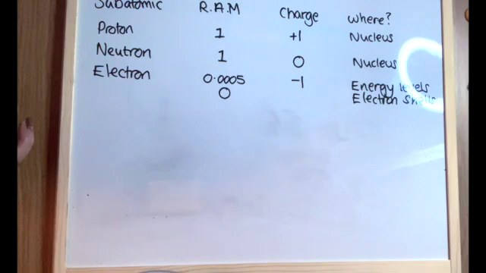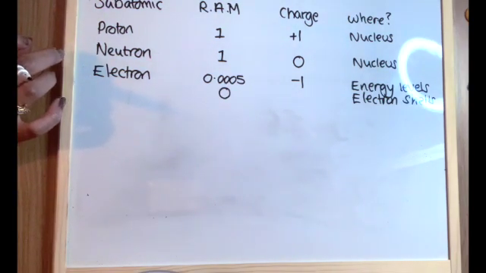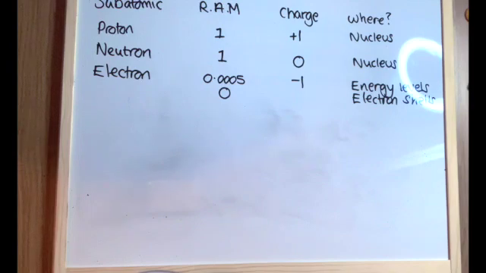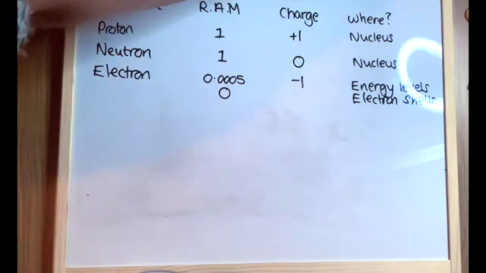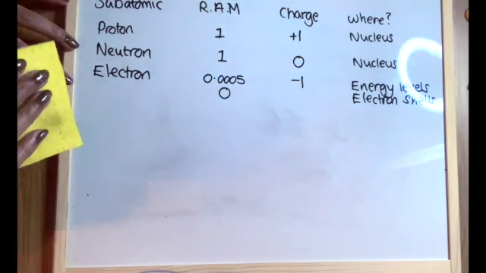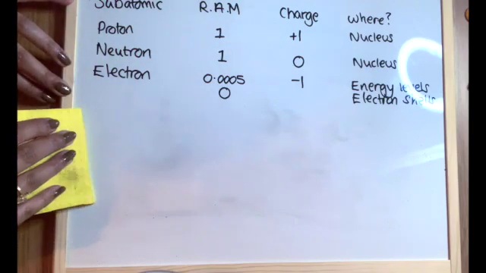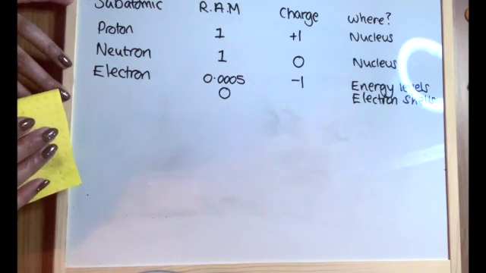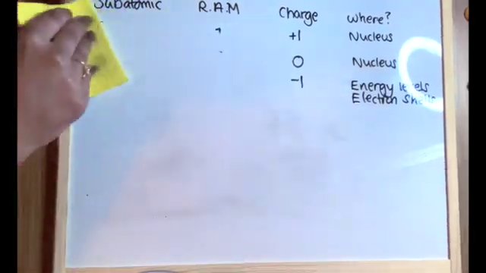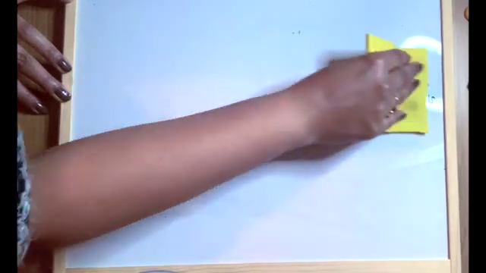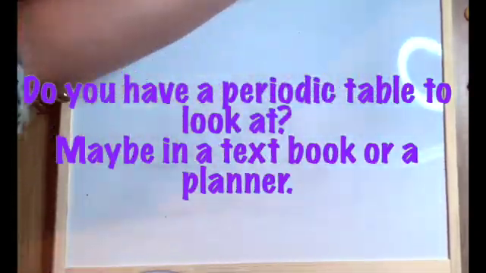Now, what we're going to do now is have a look at different atoms in a little bit more depth and just try and understand what is the information that we can get about different types of atoms from the periodic table. Now, most of you will have a copy of the periodic table either in one of your science books or one of your exercise books, or maybe your planners if you have a school planner. So we're going to have a quick look now at a periodic table.